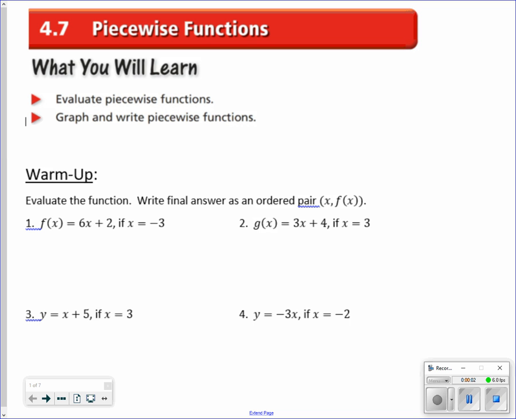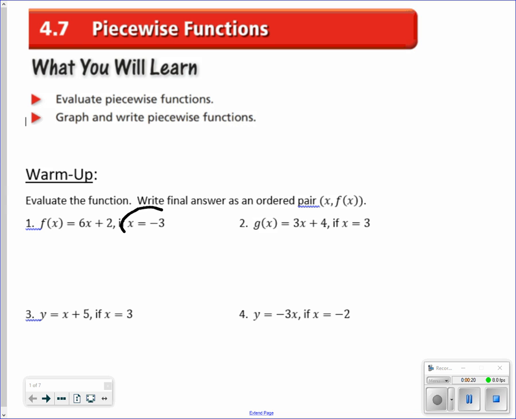All right, welcome back, Hononegah, Algebra 1, Section 4.7, last section of Chapter 4. Today we're going to talk about piecewise functions, and it means literally that, pieces of functions. This can get a little bit more challenging, so we'll see how today goes. But in the beginning, this goes back to Chapter 3.